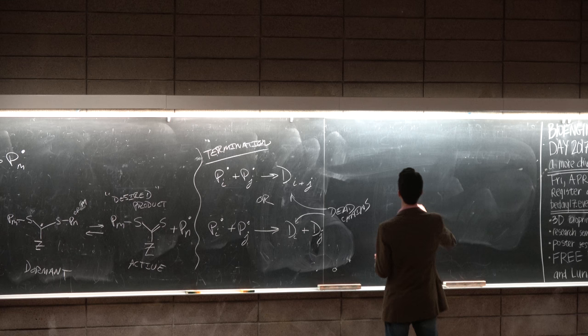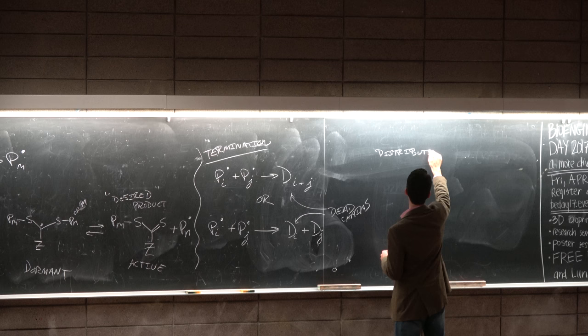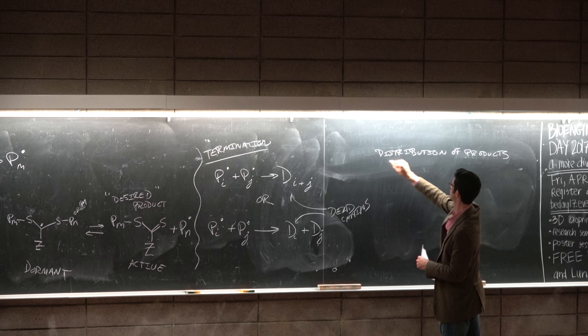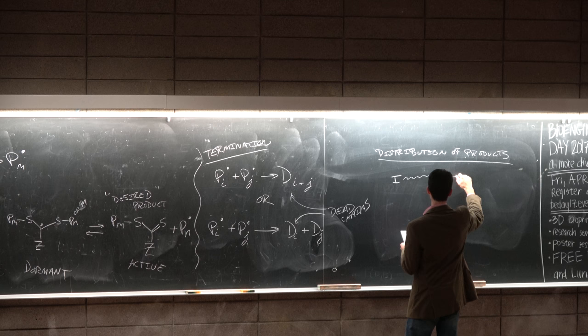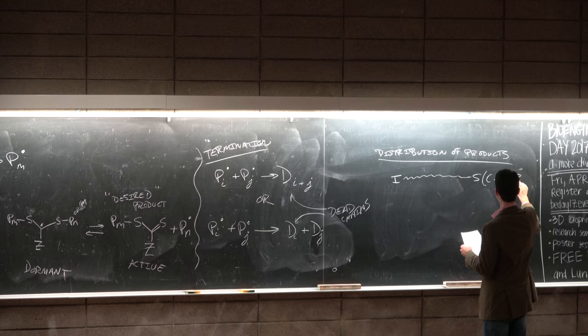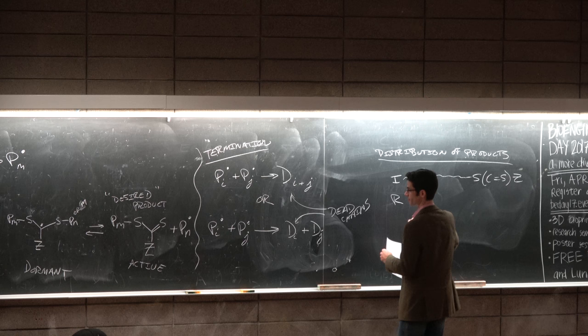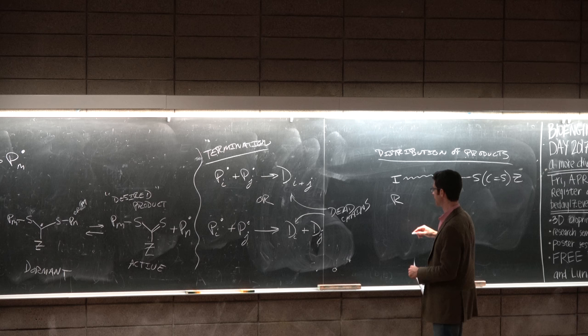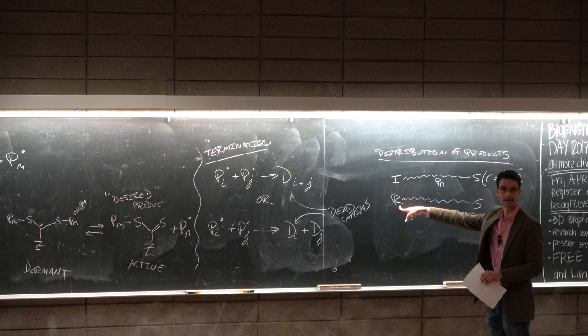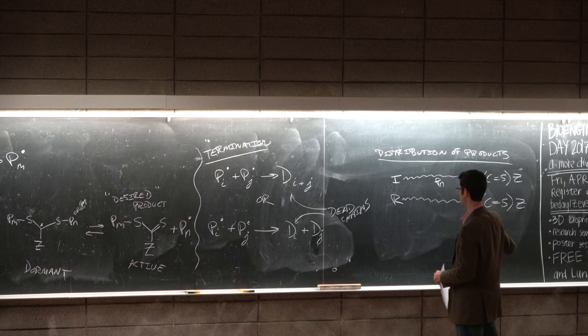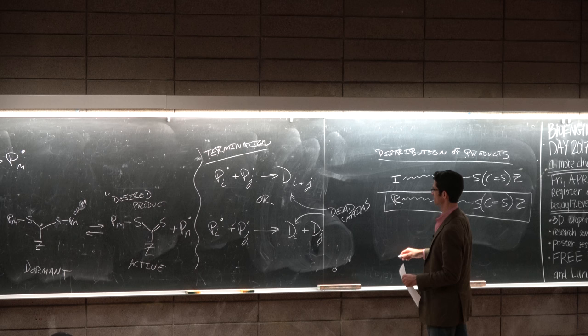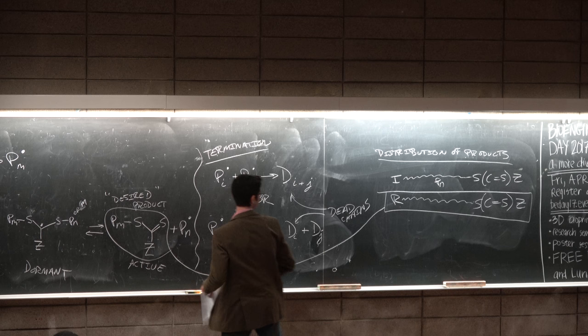And so if we look at the distribution of products, we have these initiator-derived chains, which end in the RAFT agent S, C double bond S, Z. The repeat units along the backbone, I had been calling Pn, the RAFT agent R-derived products with the RAFT group at the end. This is the major or desired product. So everyone see why this is this? Some of our chains are dead.